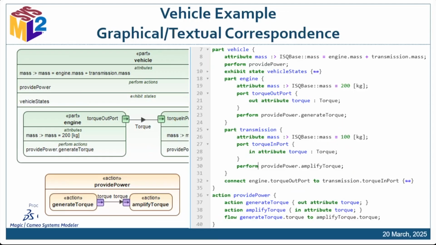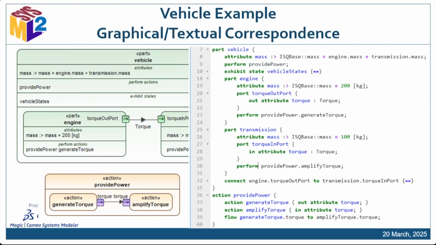So you see the part, for example, you see this is the part vehicle, and so is this. This is the mass, and this is the mass. This is the perform action called provide power. This is the perform provide power. Here's the states, vehicle states, vehicle states. You can see there's curly brackets and there's 2 stars in there. That means there's more content that you can't see.